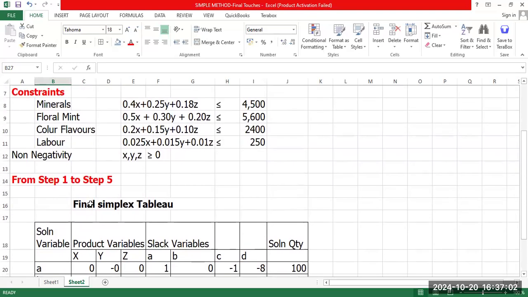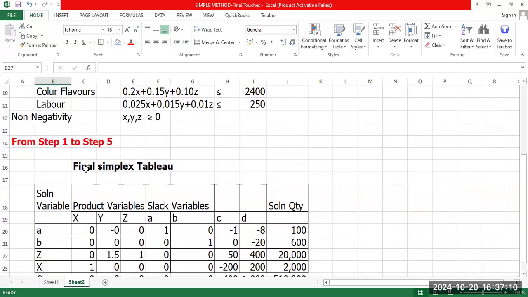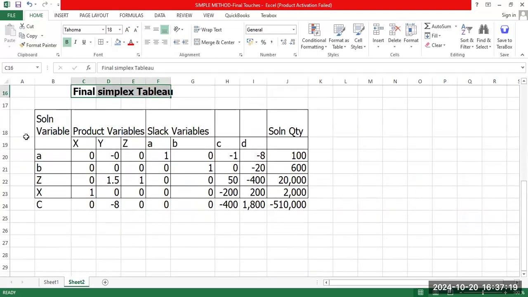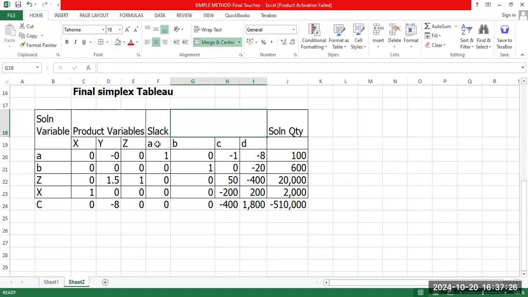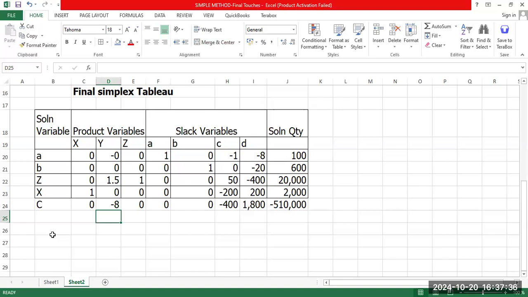After solving, you will need to repeat the procedure, like the way we did the first one. You will repeat the procedure once more and come up with the simplex tableau. So once you have this, you will have this. So we need the range. All we need is the range.